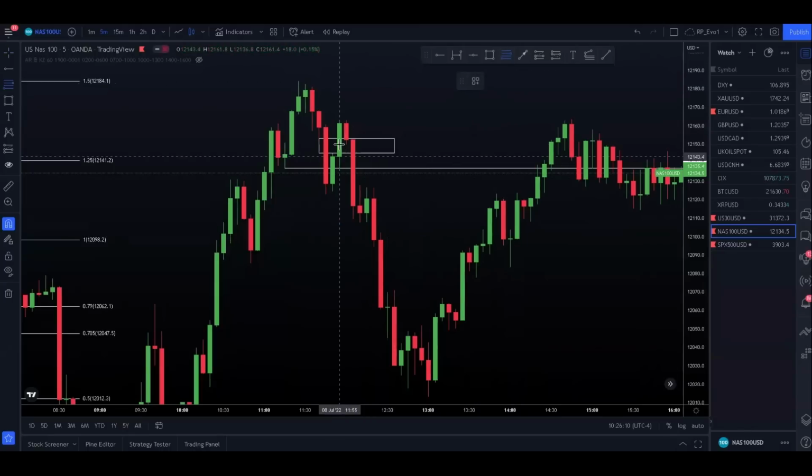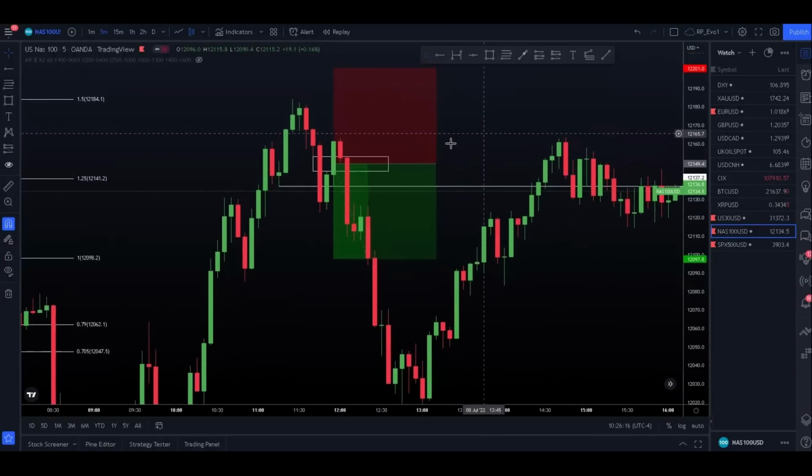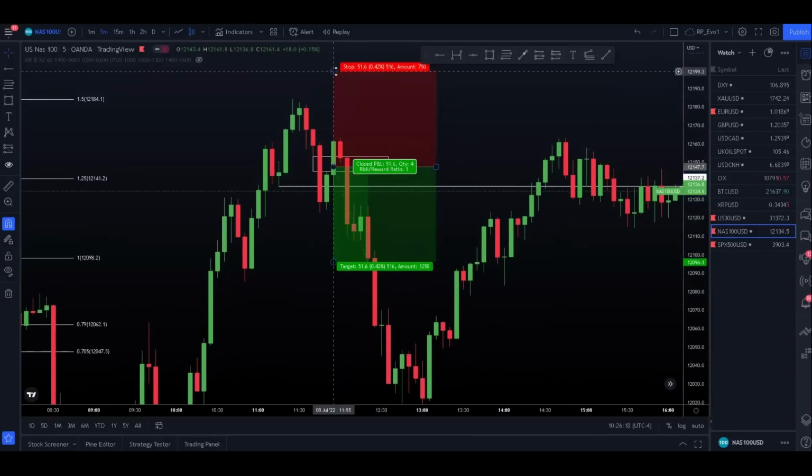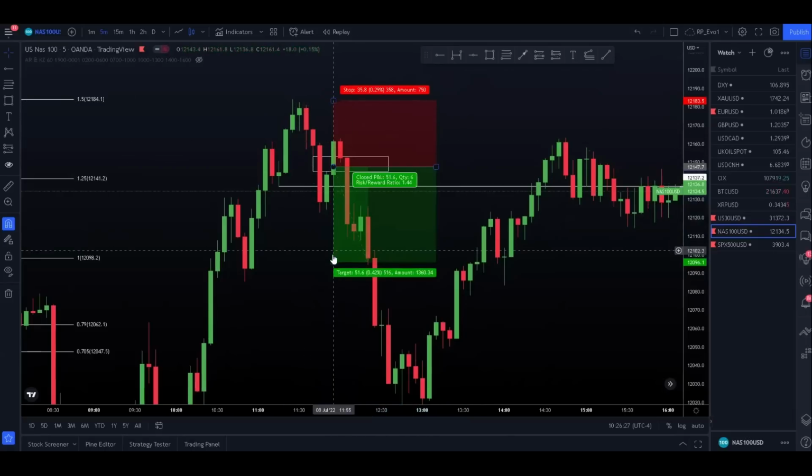Where's the short? Okay, here. Let's say you entered here, or maybe just right here. Your stop will be slightly above this high, 35 points, let's say.